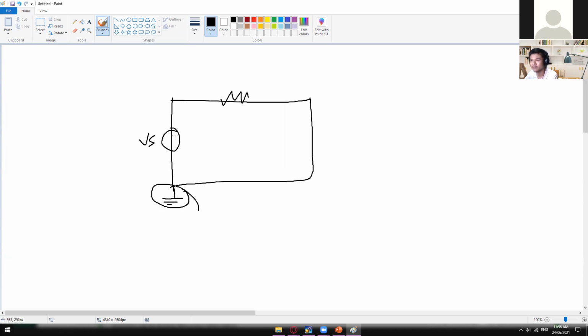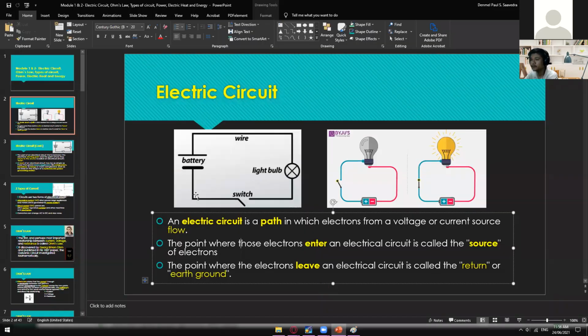And then this one is a voltage source. A voltage source has two polarities, one positive and one negative. It could be negative right here and positive right here, depending on the representation of that symbol. Anyway, we'll discuss more about the polarity later on.